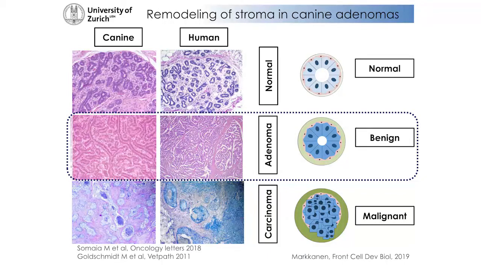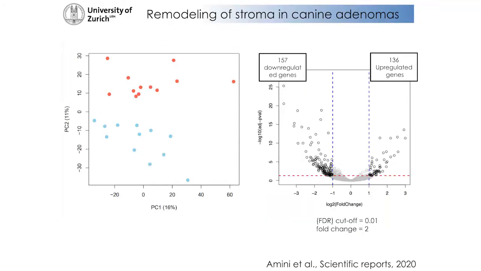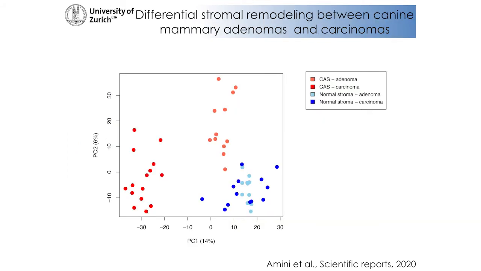Therefore, we then wondered, does stroma in adenomas undergo any reprogramming? And if it does, are there differences in reprogramming between benign and malignant tumors? To answer these questions, we isolated CAFs and normal stroma from 13 benign mammary adenomas. Again, we saw that the gene expression in normal stroma was very different from that in CAFs, which you can see on the left in this PCA. So clearly there is stromal remodeling going on even in benign adenomas.